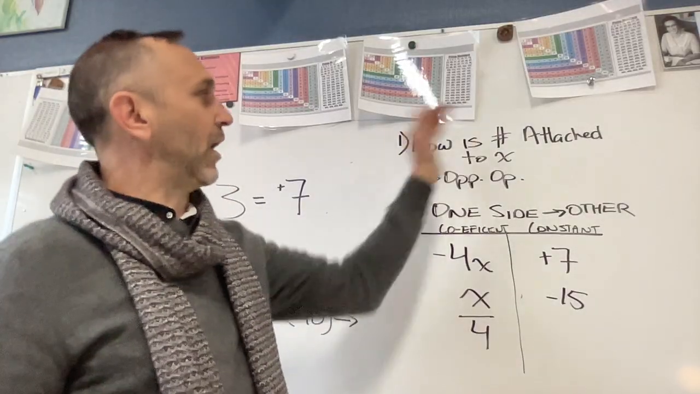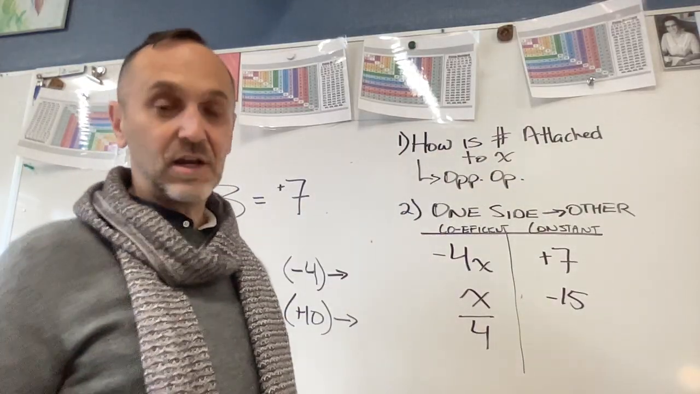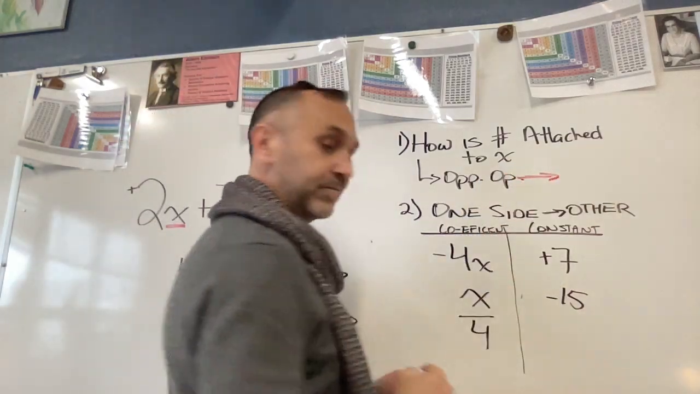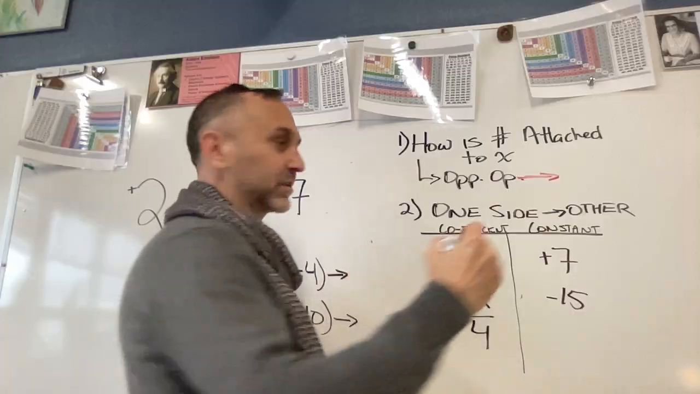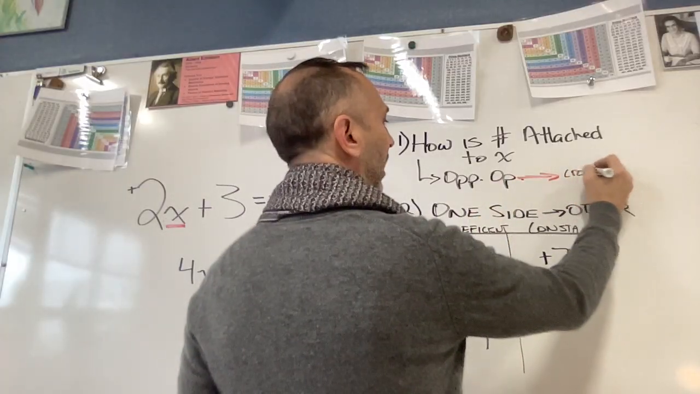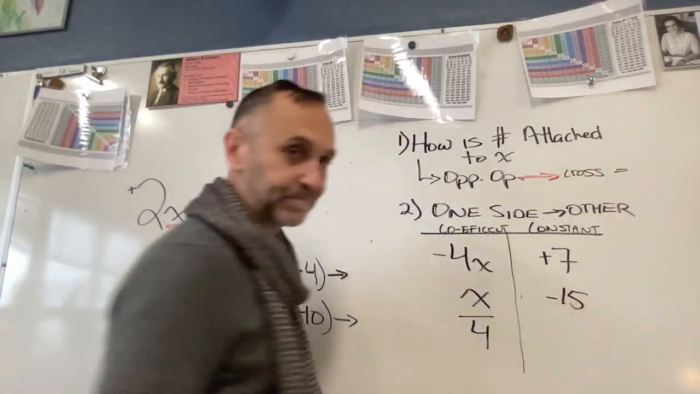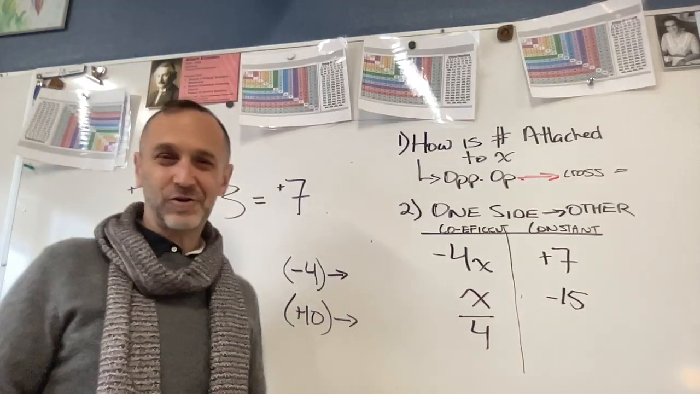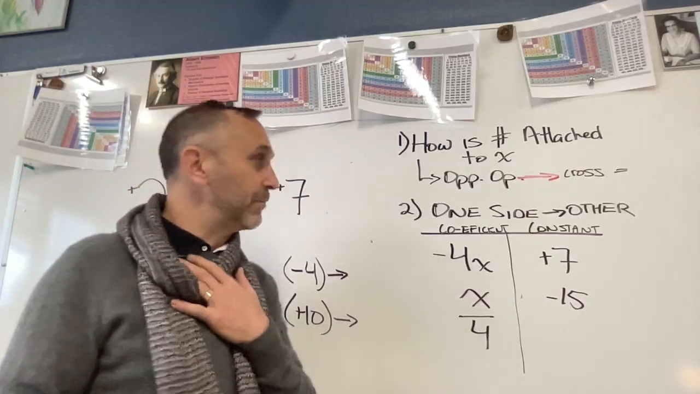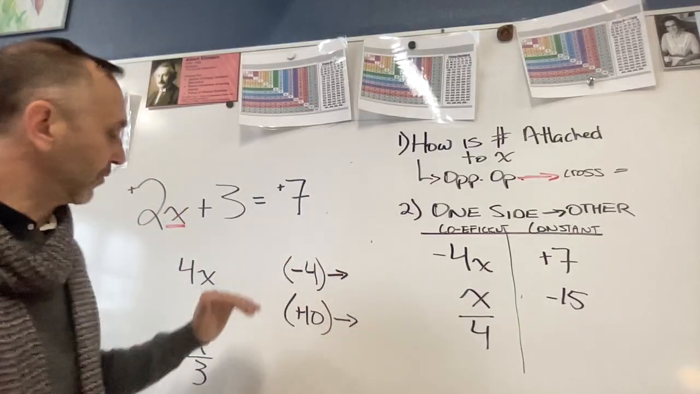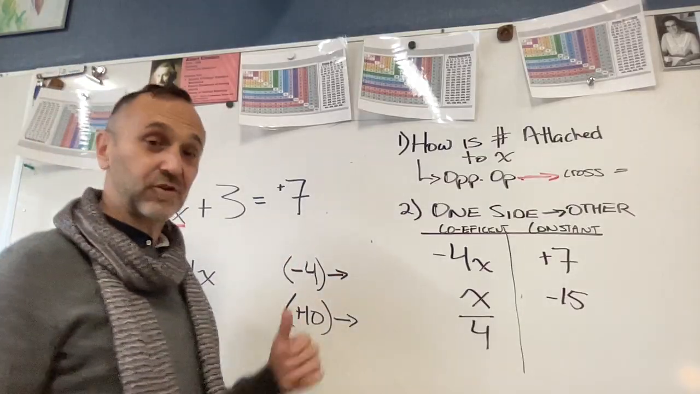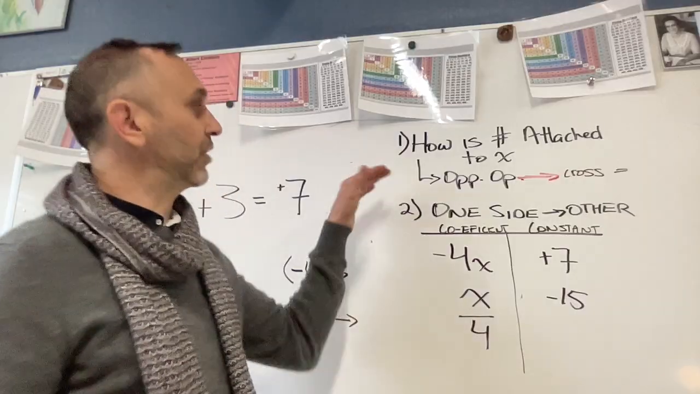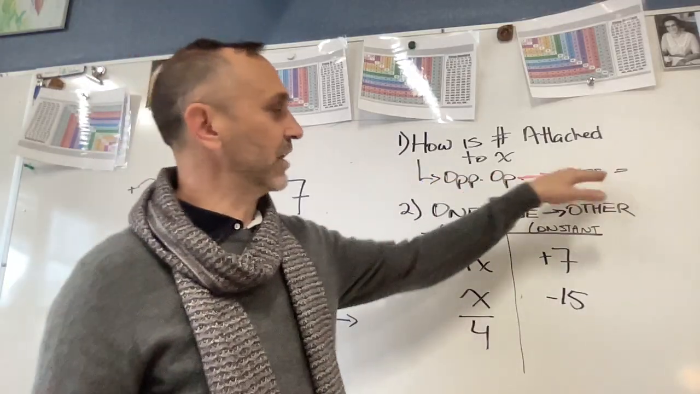So once we know how the number is attached to x, we are going to use the opposite operation to cross the equal sign. So this is how we cross the equal sign. There are some other ways to do it, and there are some shortcuts that I'll show you as you get up into the higher grades. But for now, I would like to see really solid notation in your work, because this is what's going to lock in these skills. So you have to use the opposite operation to cross the equal sign.